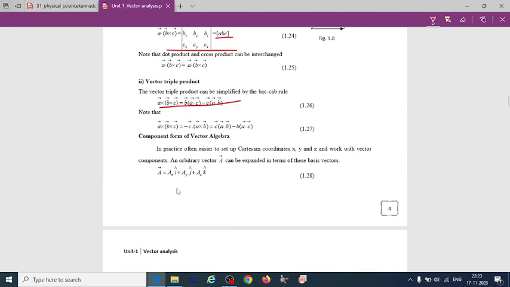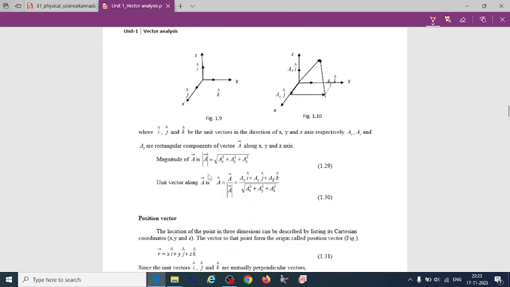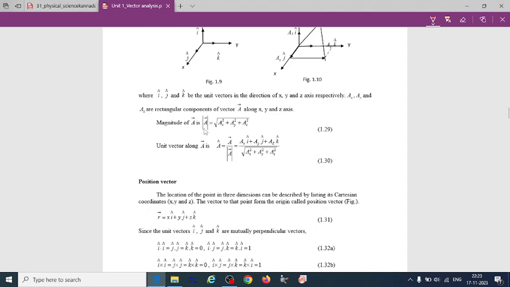Then components of vectors: if you take vector A, you can represent it in three coordinates, Ax i cap, Ay j cap, Az k cap. i, j, k are the unit vectors along three dimensions. The magnitude of vector A is the root of Ax square plus Ay square plus Az square. If we write the unit vector along vector A, you should remember this formula, very important. Many of the questions will be asked: vector A by mod of vector A.